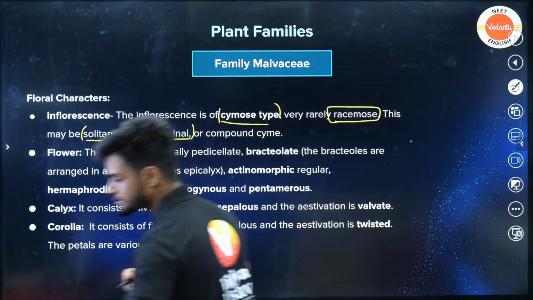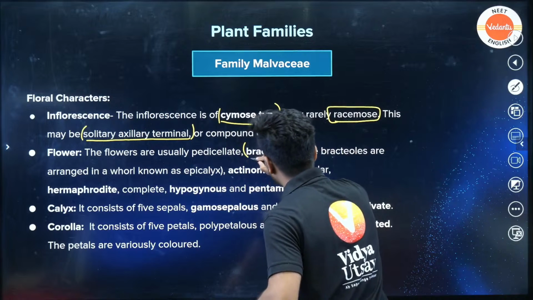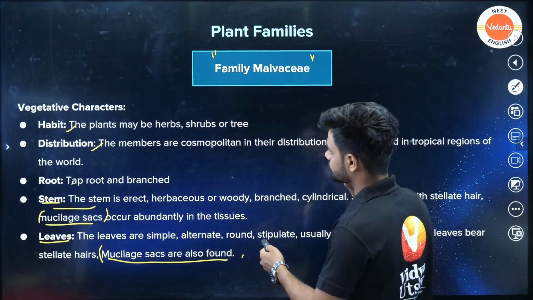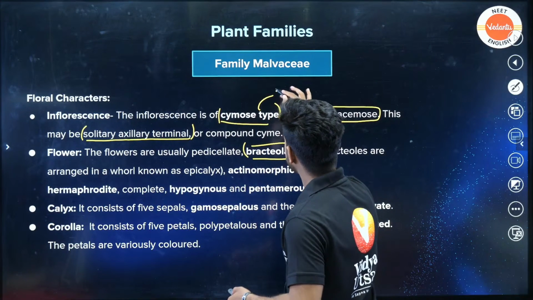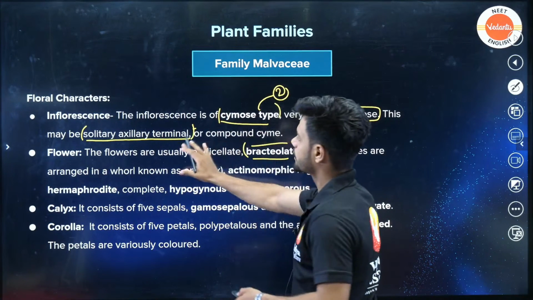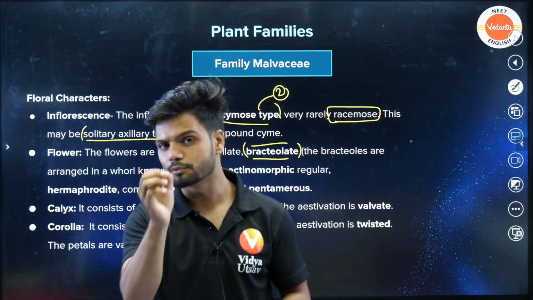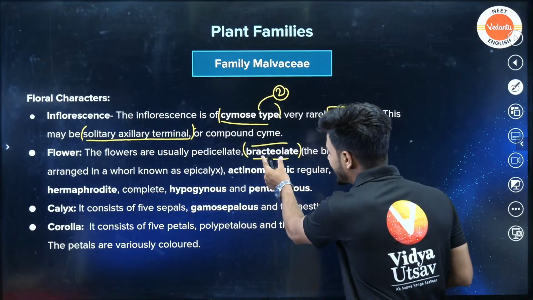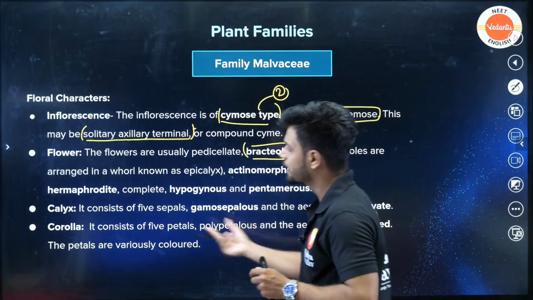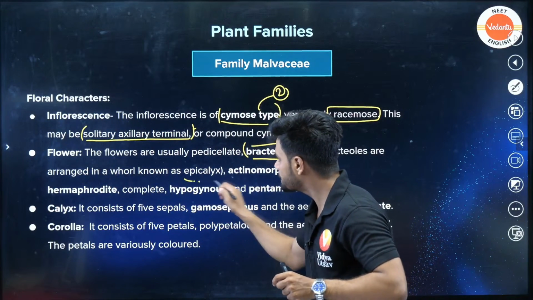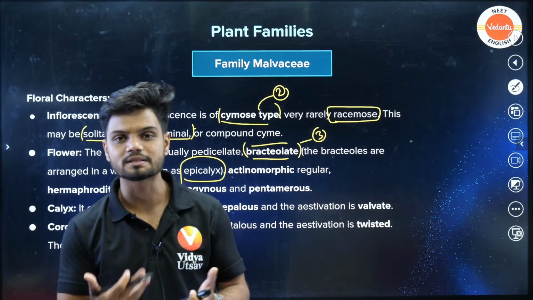Now, the next thing here. This point right here, let me mark it for you. This is the first point which you need to remember here. The second point is going to be cymose as well as axillary terminal. The third point I want everyone to note down is something called bracteolate, and the bracteolates are arranged in a whorl known as epicalyx. Again, new terms. Now, what is a bracteolate and what is an epicalyx?